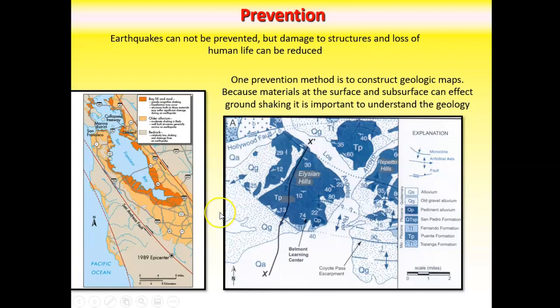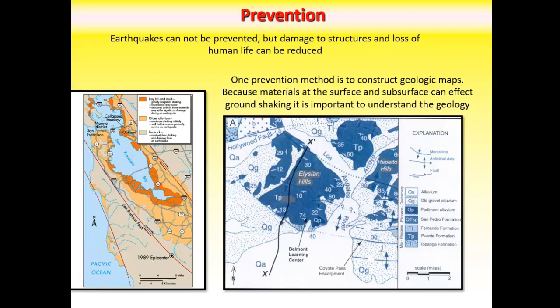So how do we prevent? Well, we don't prevent, right? But we can try to reduce the amount of damage that occurs from our earthquakes. And typically what we can do for that is we generate some type of map that indicates the hazard. So geologic maps that indicate earthquake hazards. So we said that material plays a role here, so identifying the rocks and materials that exist on the surface, making geologic maps, can indicate where the greatest hazards are.